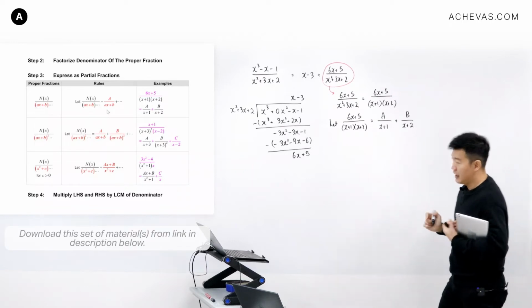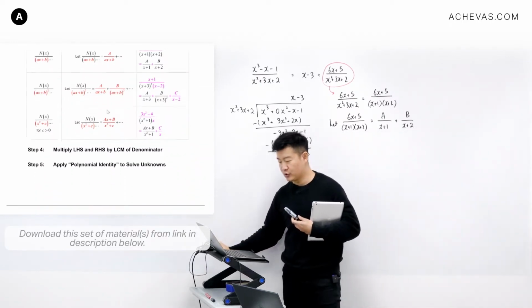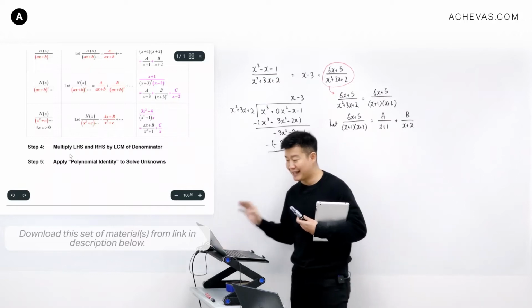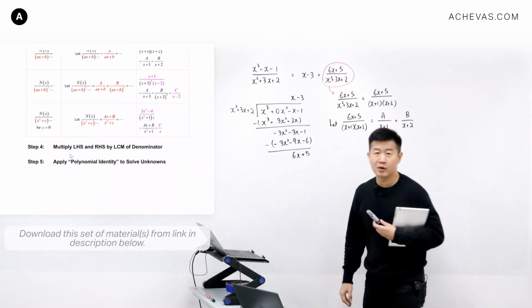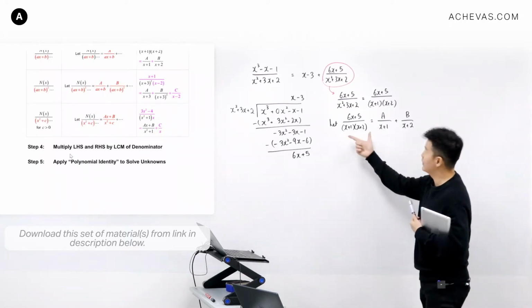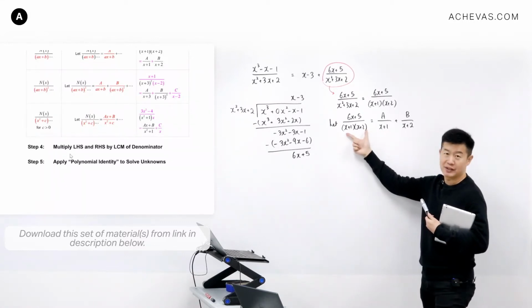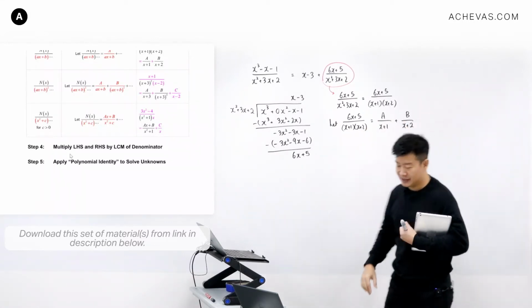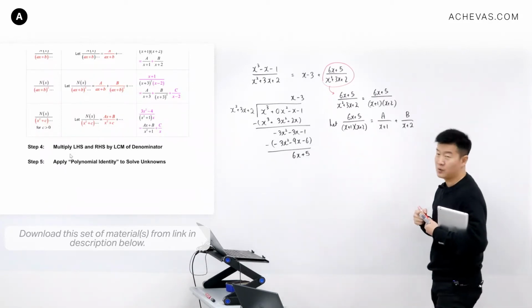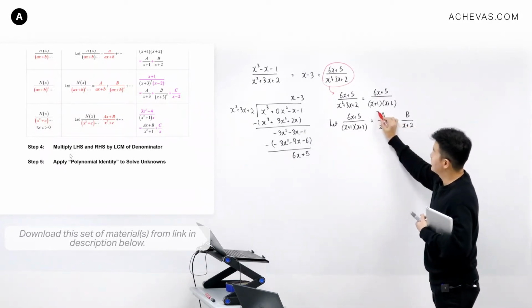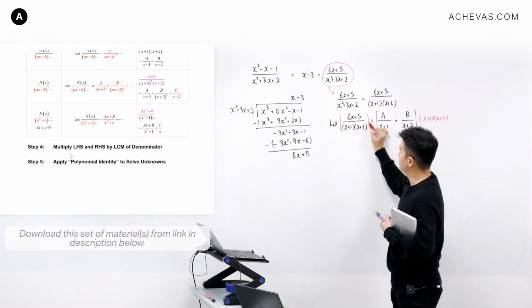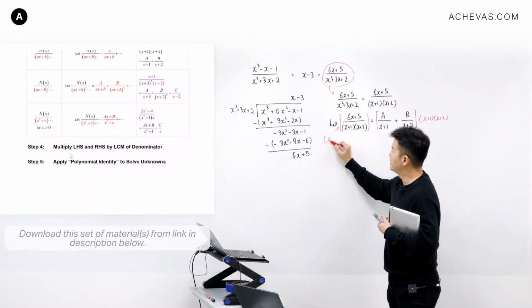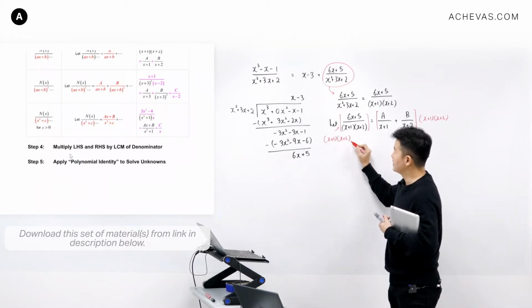So it is going to be this, and after we have done this, we are going to try step 4, multiply the left and right hand side. In fact, it is just multiplying throughout this equation by the LCM of the denominator. Okay, so the LCM of the denominator is x plus 1 times x plus 2. So I'm going to multiply this entire expression throughout by x plus 1, x plus 2. So on the right hand side here, we are going to be multiplying this by x plus 1, x plus 2, and the same goes for the left hand side here. We are going to multiply this by x plus 1 times x plus 2.